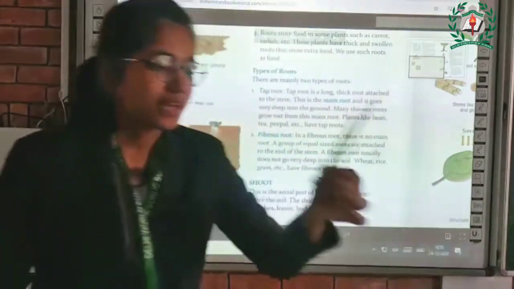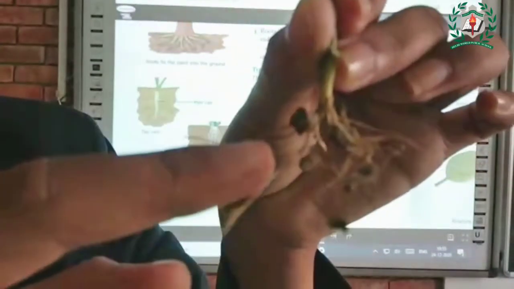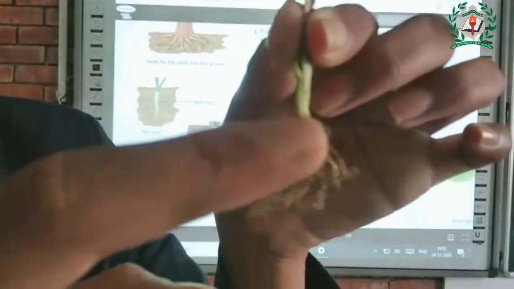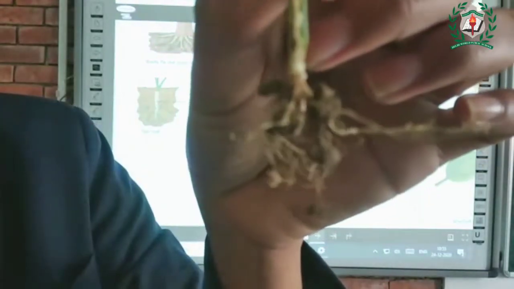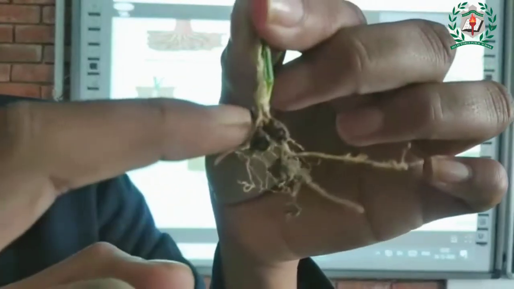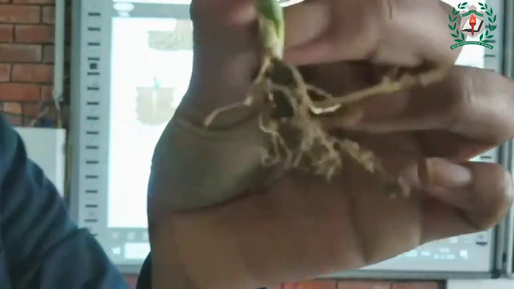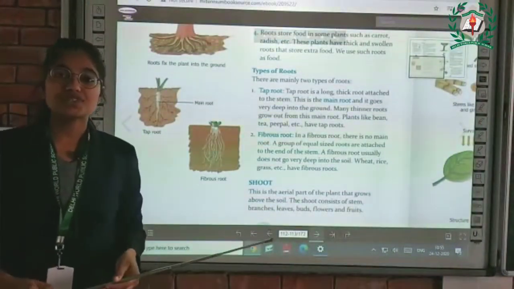See, I have the plant of this grass. This is very small, by the way. See this, it doesn't have a main root. See, there are so many roots which are attached to the stem directly. See, these are the roots, and all these are attached to the stem. See, this is the example of fibrous root. So you can observe the different kinds of roots in your surroundings.